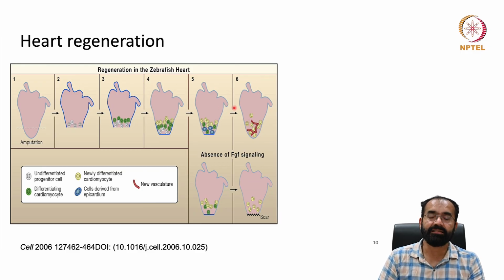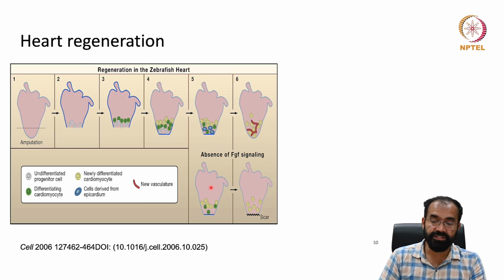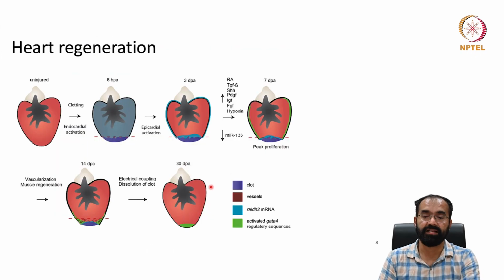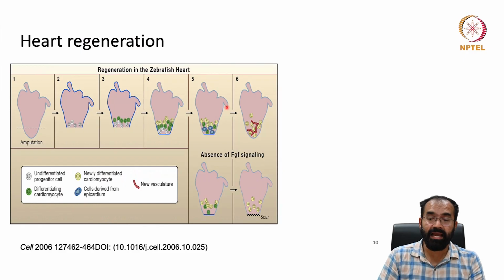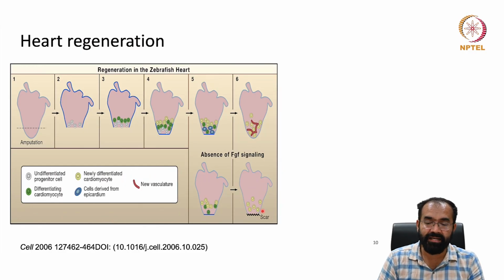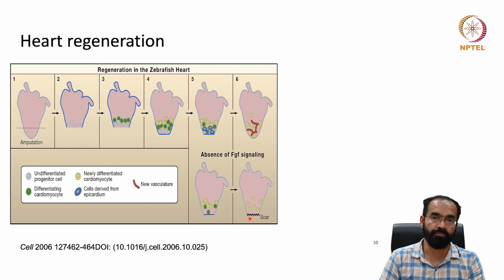Stages 5 and 6 are something important, because 5 and 6 are somewhat towards the terminal phase of regeneration. What they have done is they just got rid of FGF signaling. Remember, FGF signaling is listed here. You can see here FGF signaling is there. And they got rid of the FGF signaling, and what do they end up getting? They end up getting a scar formed.